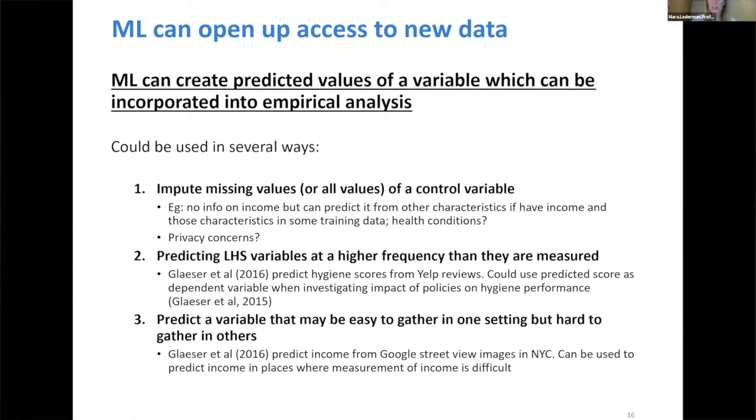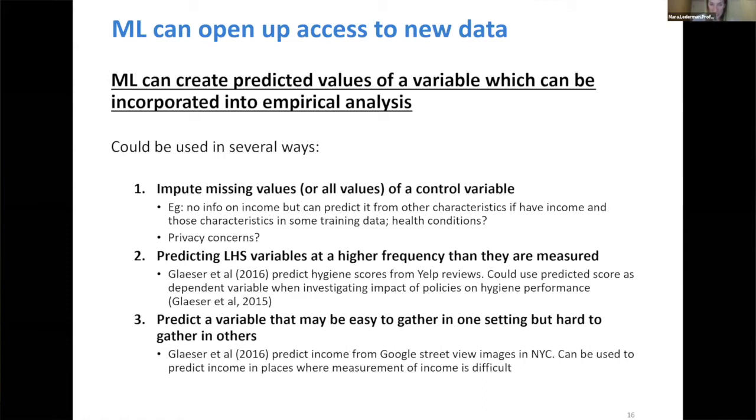But if he develops an algorithm that allows you to predict hygiene scores or infractions based on the reviews you're getting on Yelp, and reviews come every single day, then essentially he can predict daily hygiene scores, even though hygiene scores aren't actually measured more than, let's say, once every couple of months. And that's an interesting example.